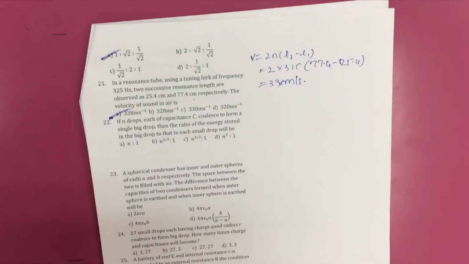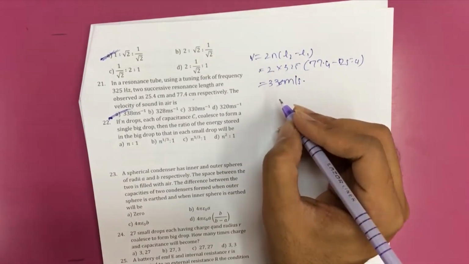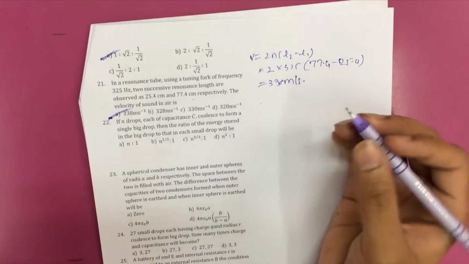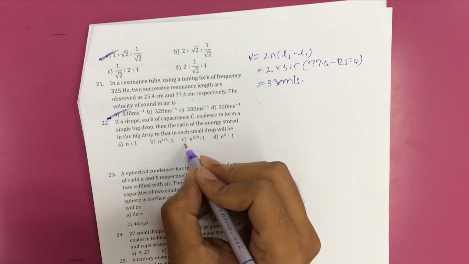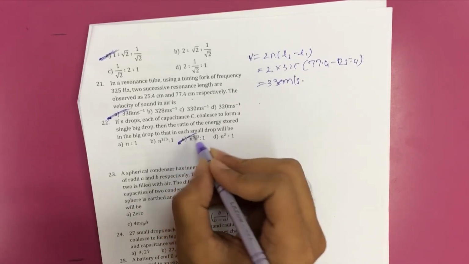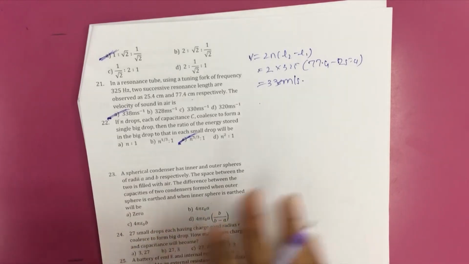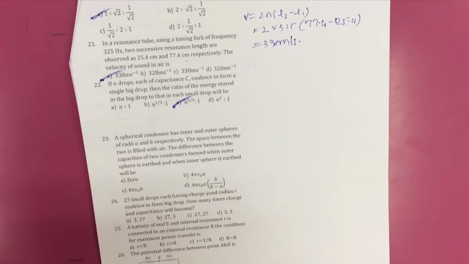Question 22. If n drops each of capacitance C coalesce to form a single big drop, then the ratio of energy stored in the big drop to that in the small drop will be. Here, the ratio of energy in the big drop to that of the small drop will actually be n raised to 5 by 3 is to 1.